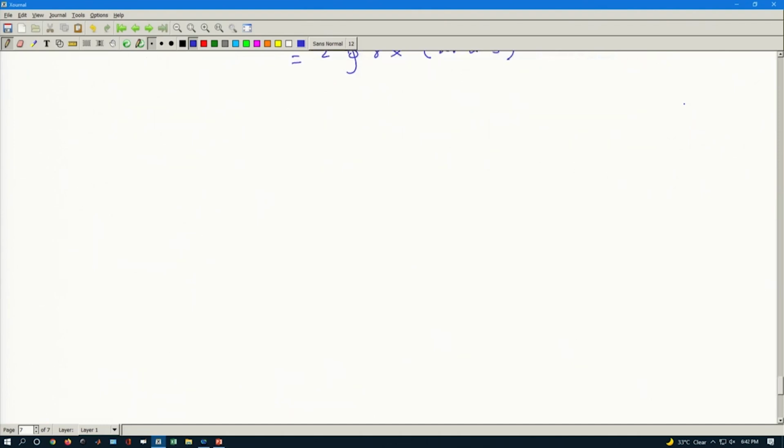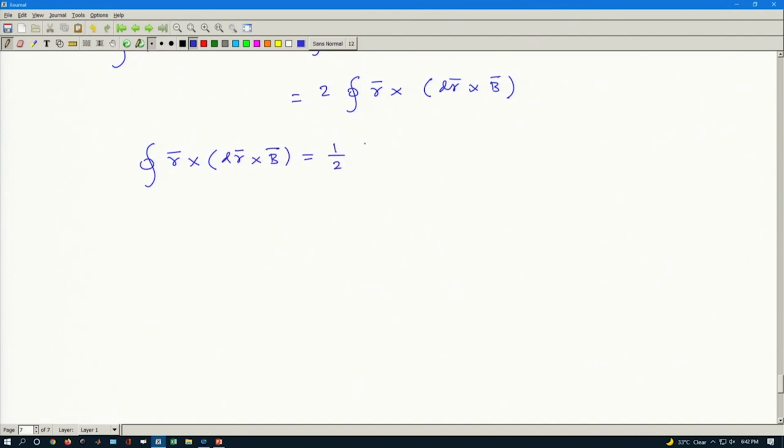So, what I finally have is this one: r cross dr cross B is equal to half of r cross dr cross B.